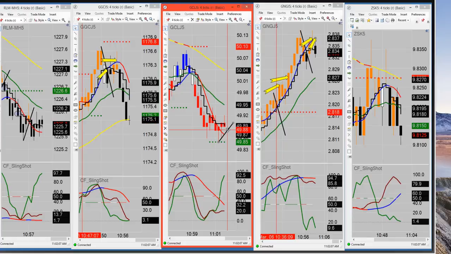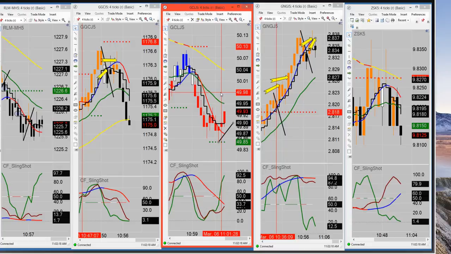$49.92 is the high. $49.88 is going to be the low here on the crude. It's going to have to go down to $49.84, should be right below this. I'd rather see it pull back and bounce off the BBC.